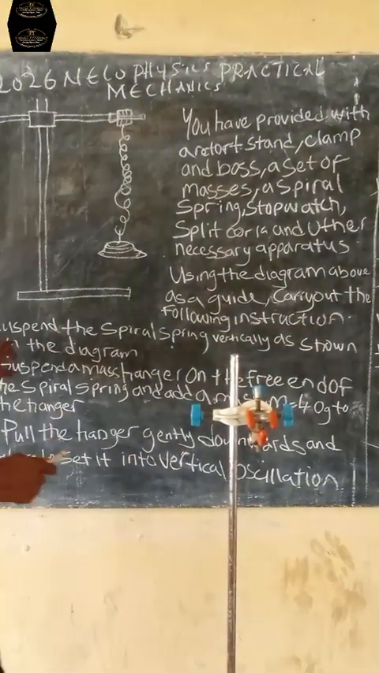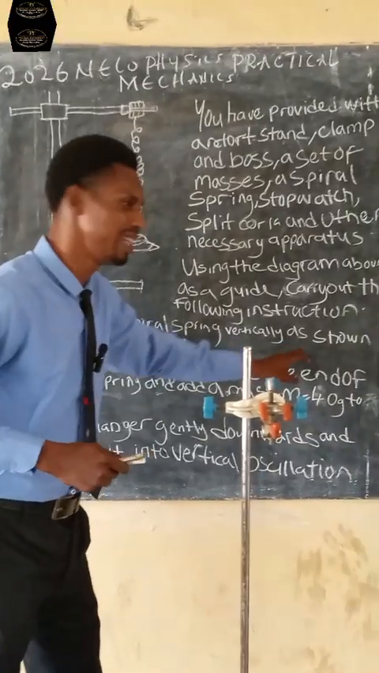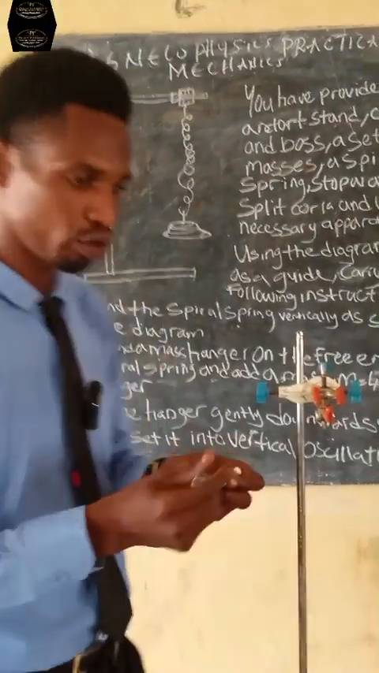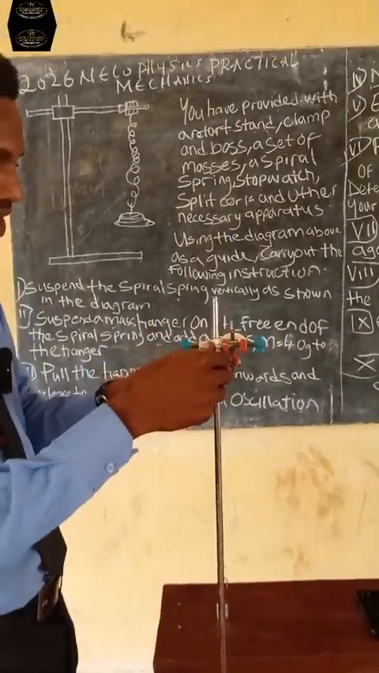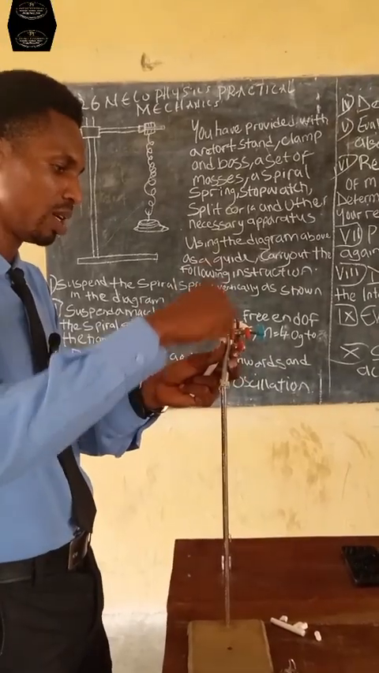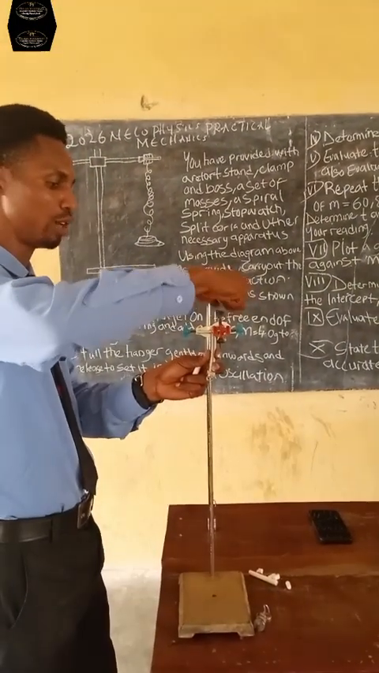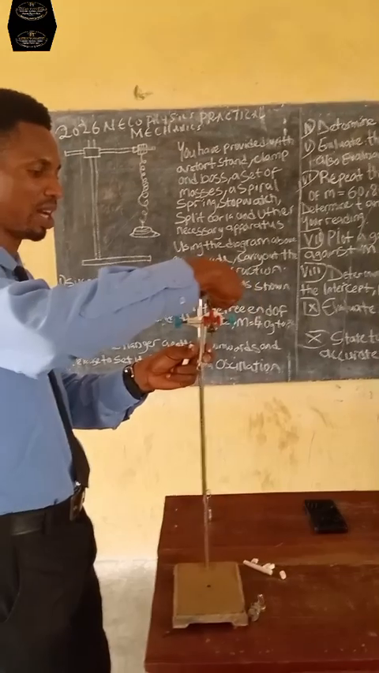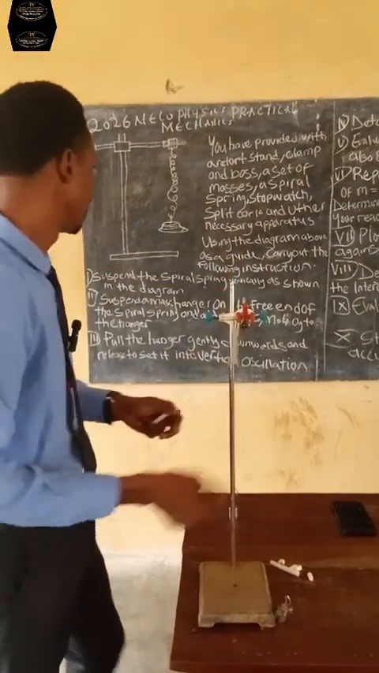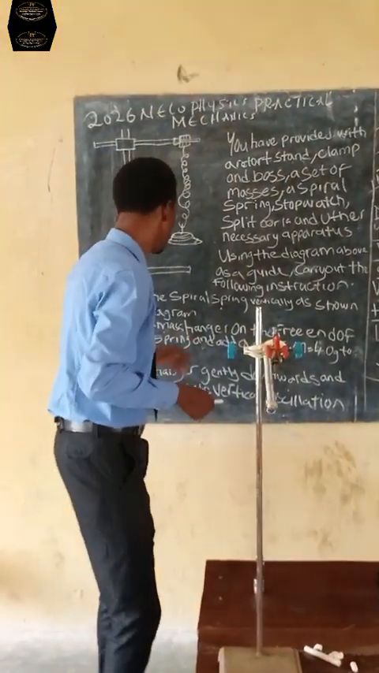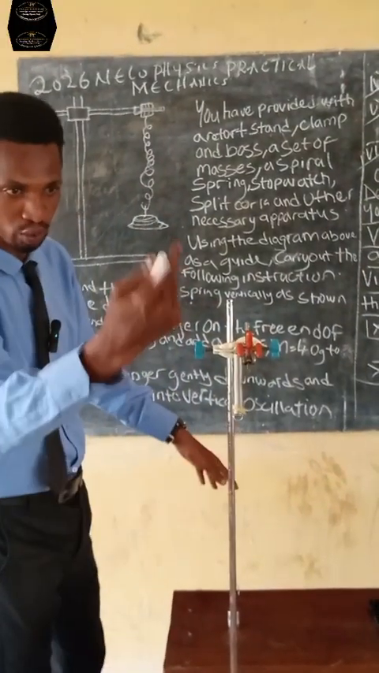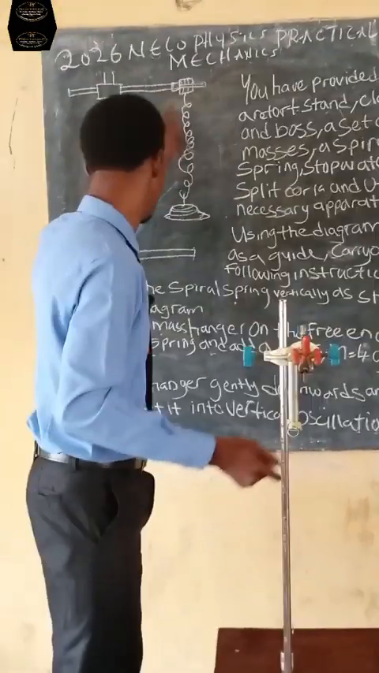Now, and other necessary apparatus, using this diagram above as a guide, carry out the following instruction. Suspend the spiral spring vertically. So I'm asked to suspend. You just have to place it in this format. Just place it here and you tighten it. So I've suspended my spiral spring vertically, not horizontally, as shown in the diagram.